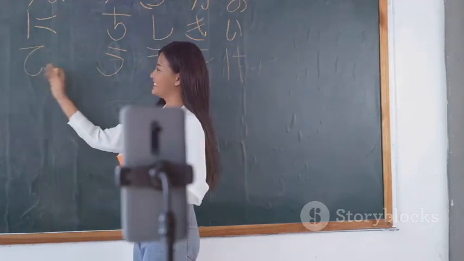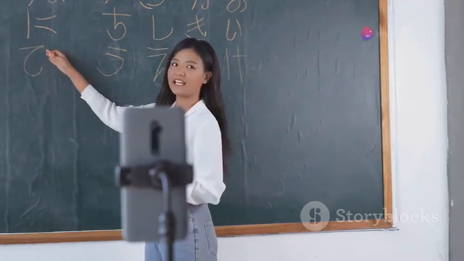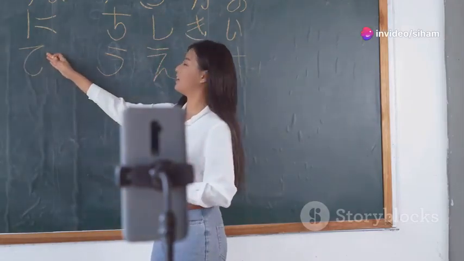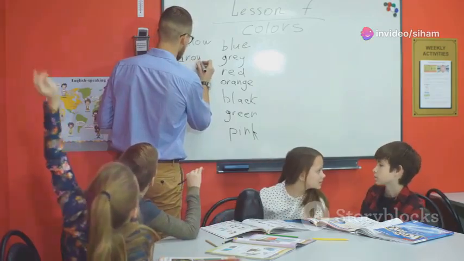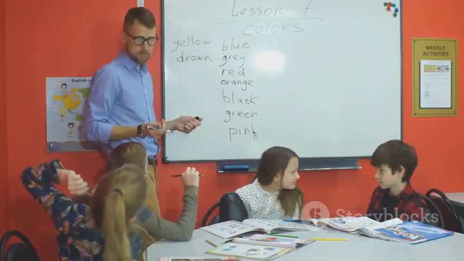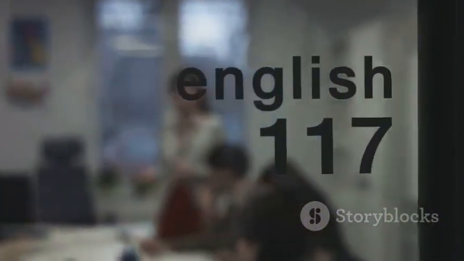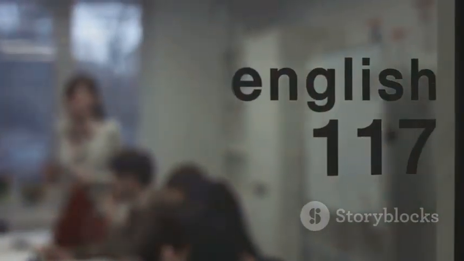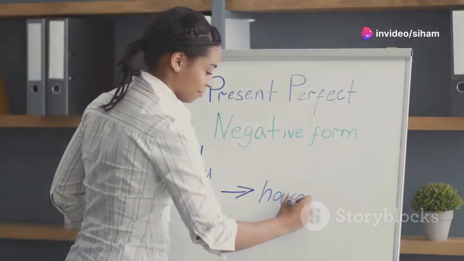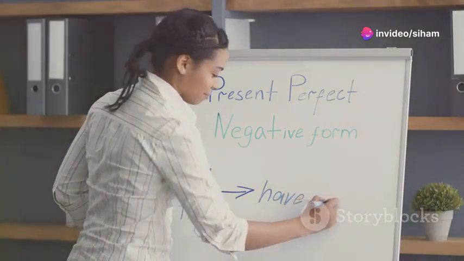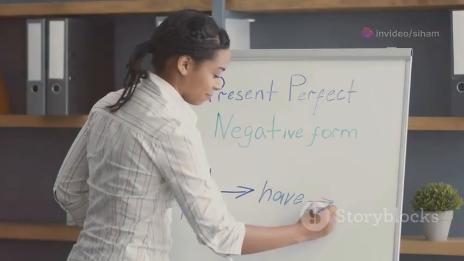Moving on to present continuous, it's used to describe actions that are happening right now or around now. For example, I'm watching a movie. This tells us about an action that is happening at this current moment. Next up is the present perfect tense, used to talk about actions that happened at an unspecified time before now. For instance, she has visited Paris. We know the action took place, but we don't know exactly when.